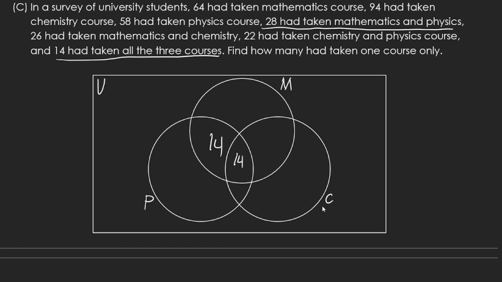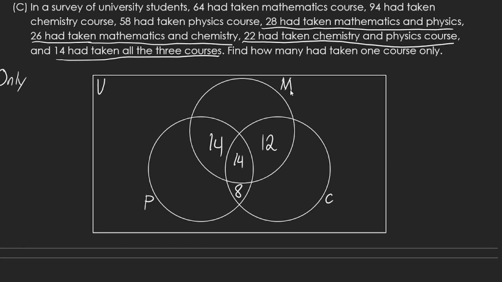Looking at math and chemistry, 26 had taken mathematics and chemistry. 14 of those 26 had taken physics also. 26 take away 14, we have 12. The final overlapping circle, physics and chemistry, there are 22 of them, 14 of whom have taken mathematics also. 22 take away 14, we have 8. Now we go to the onlys.